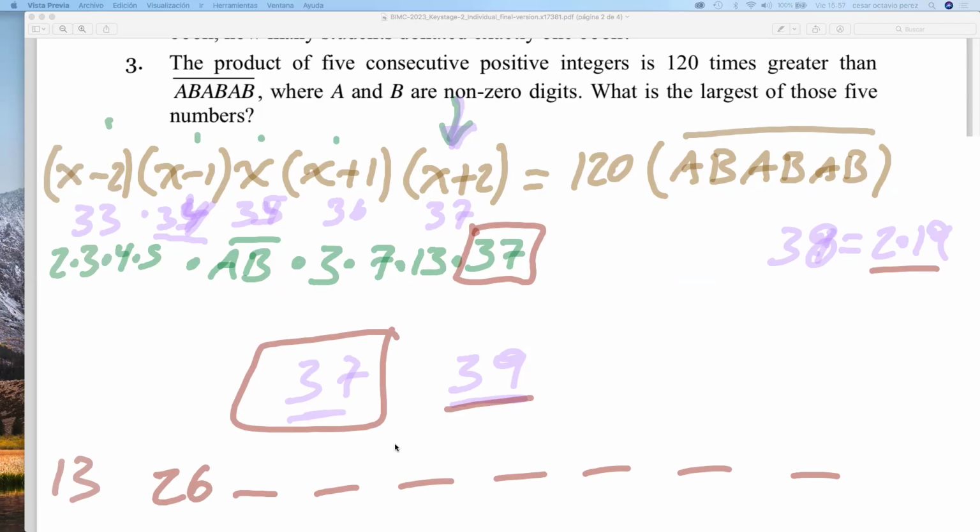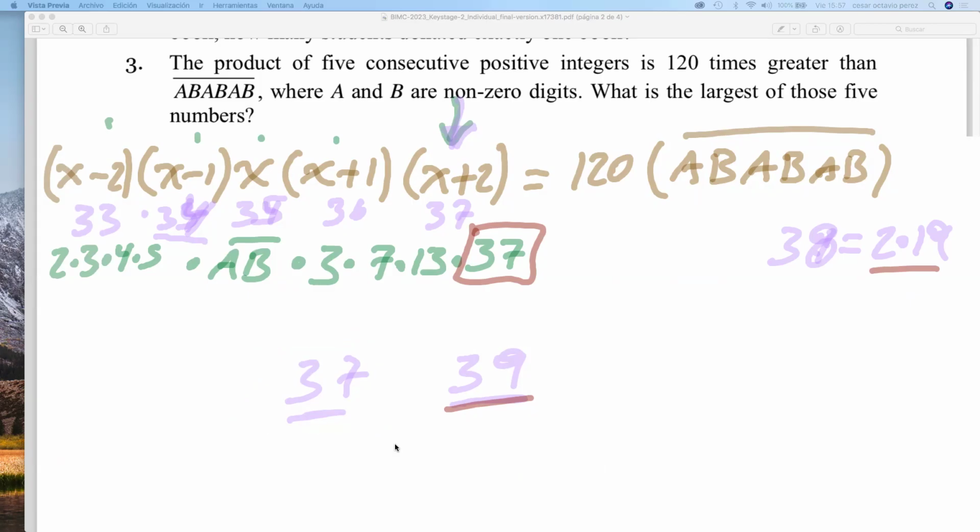No podemos tener ni un 13 ni un 26. Entonces, puede ser un 39, debe ser un 39, ¿sí? El siguiente múltiplo de 13 sería 52 y ya está muy lejos del 37. ¿Sí? ¿Sí entiendes esa idea? ¿Por qué el 37 y el 39?